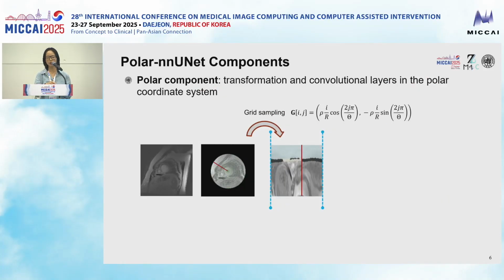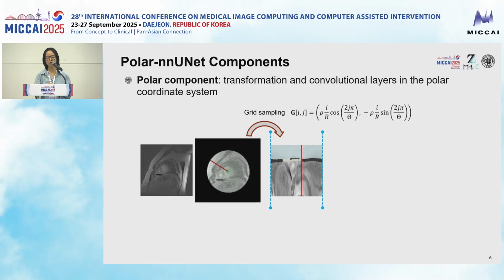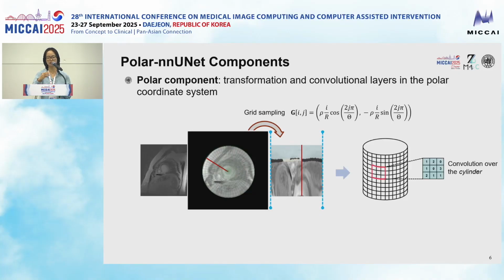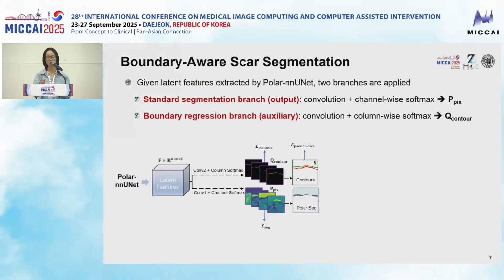So this is how we do the polar transformation. As you can see, for each short-axis image, we can put this kind of grid sampling on this image. By doing this, we can get the representation on the polar coordinate system, and then we can do the convolution in the cylinder to better extract the features in the polar coordinate system.